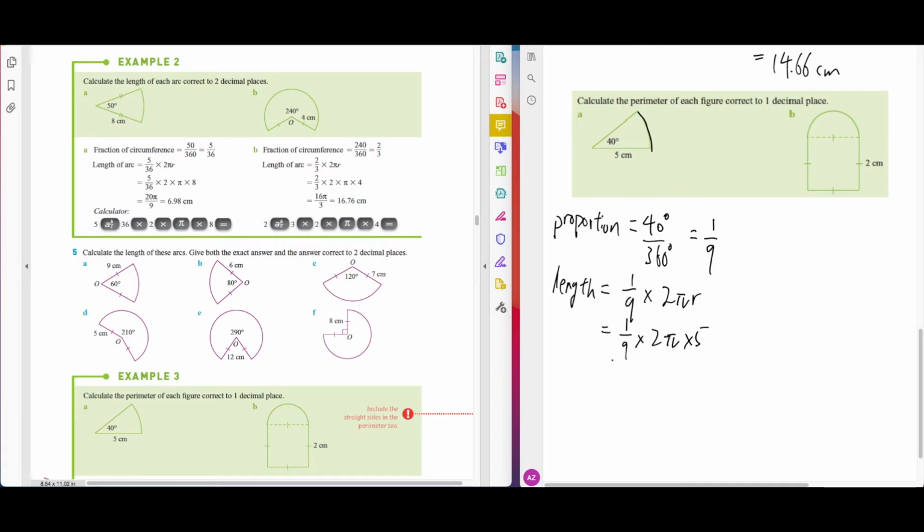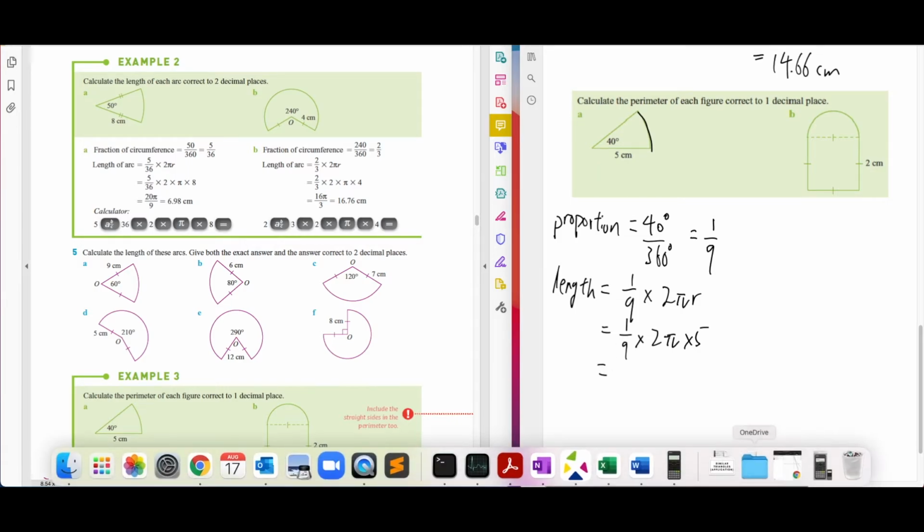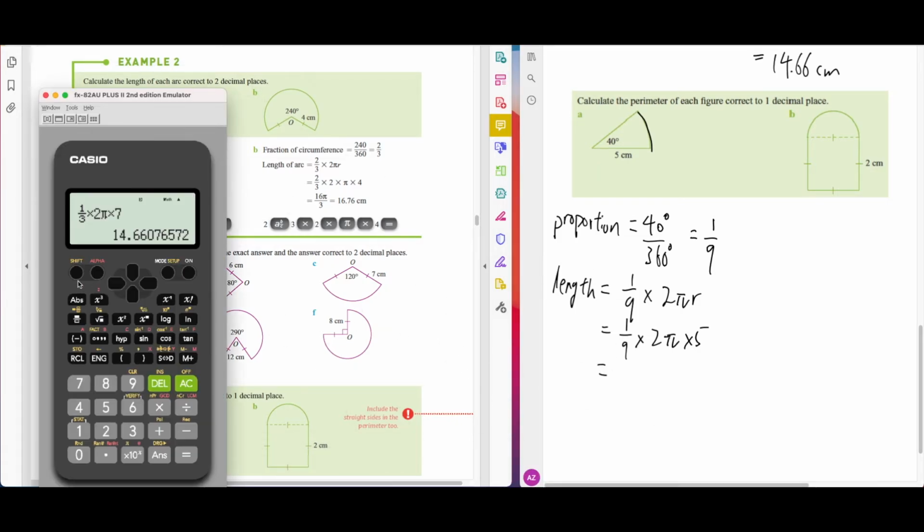And what does this equal to? Type it into your calculator. So you have 1/9 times 2 pi. Make sure you get used to typing the pi. Times 5. So you get 3 point. Now, because the question says one decimal place, you just write 3.5.